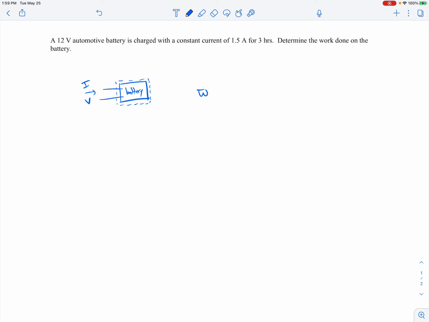And if I want to find the power acting on the battery, this is electrical power. The electrical power is going to be the voltage times the amperage. Right? So that would be, in this case, 12 volts times 1.5 amps. And let's see, what do you get when you multiply that out? That comes out to be 18 watts.